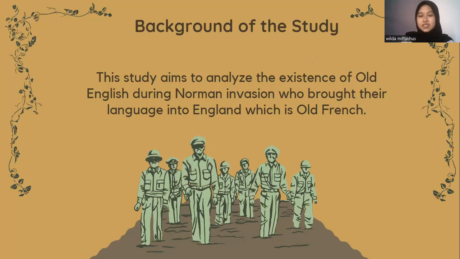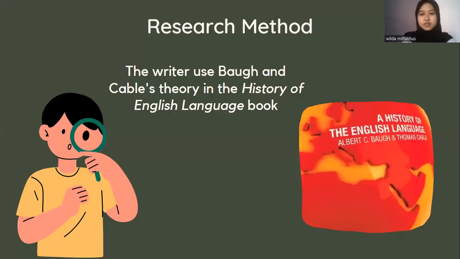Background of the study. The researcher conducted the study to analyze the existence of Old English during the Norman invasion, who brought their language, called Old French, into England. The researcher conducted this study by using the theory of Baugh and Cable that was implemented in a book entitled A History of the English Language.